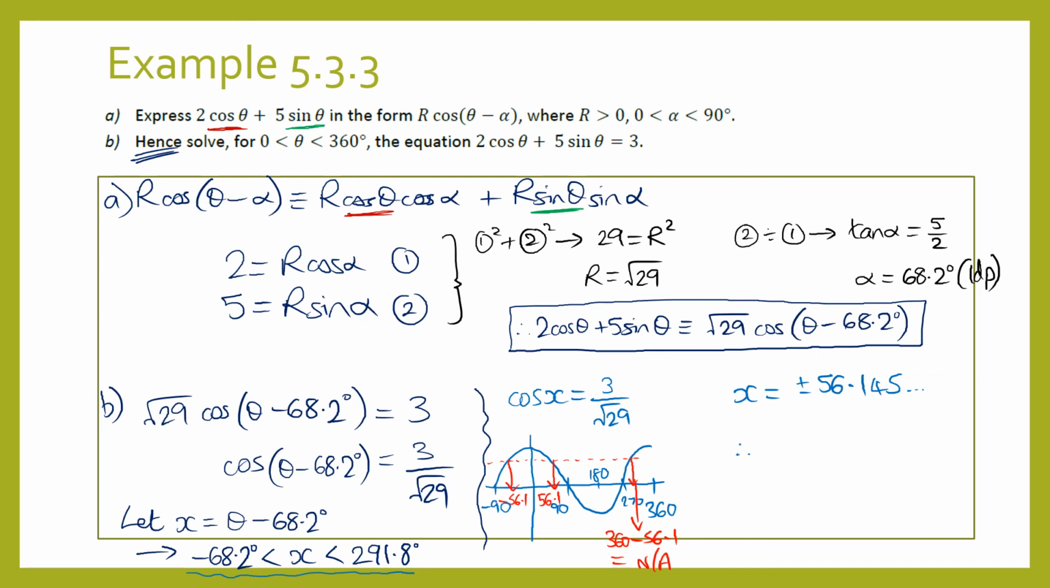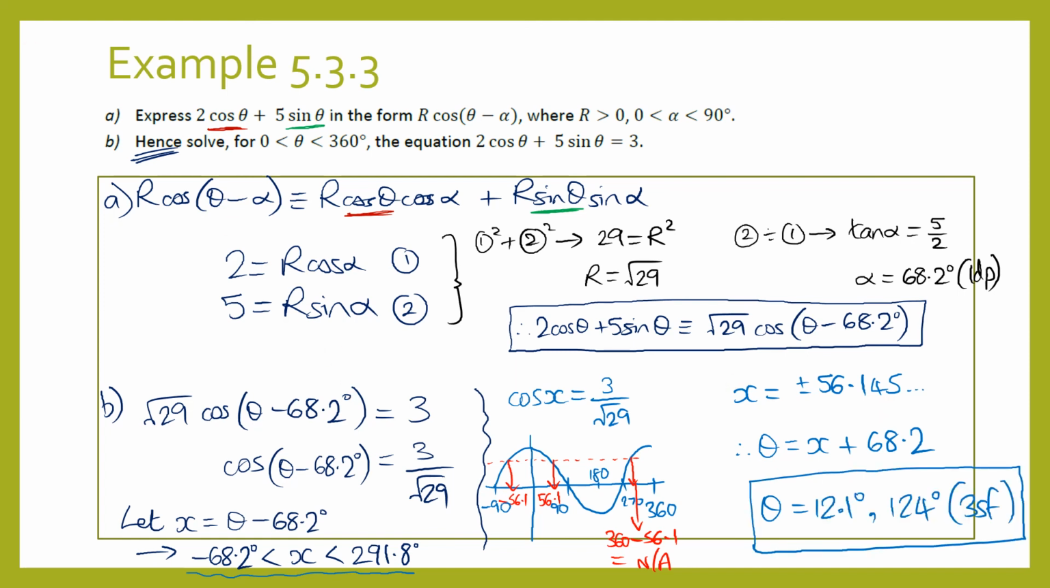And since theta is going to be x plus 68.2, then theta is going to be the 68.2 that I stored on the calculator, and then plus 56.1, or take away 56.1. Both of those are going to give us answers. And there we have 12.1 degrees and 124 degrees. I've rounded those to 3 significant figures. If the question told you to use 1 decimal place, then of course you'd have to use that.